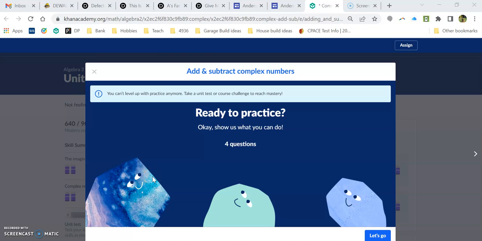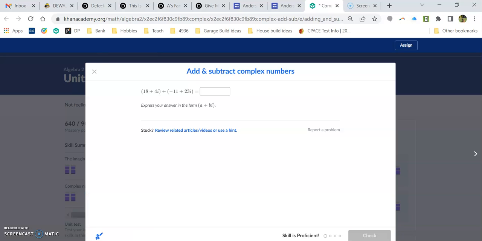Add and subtract complex numbers. So I'm not going to talk about where the imaginary number comes from. That should have already been taught in a previous lesson. But what I will talk about is how we add and subtract them together. So it's really not that challenging.